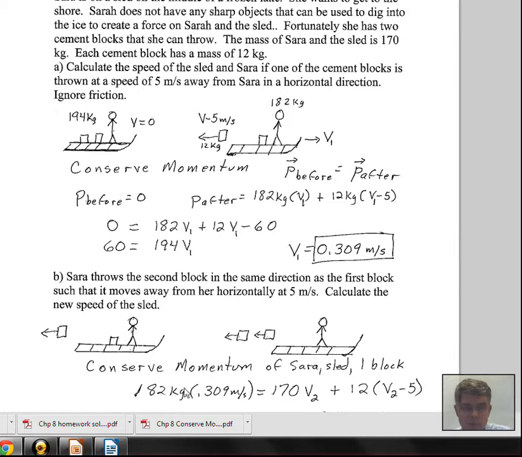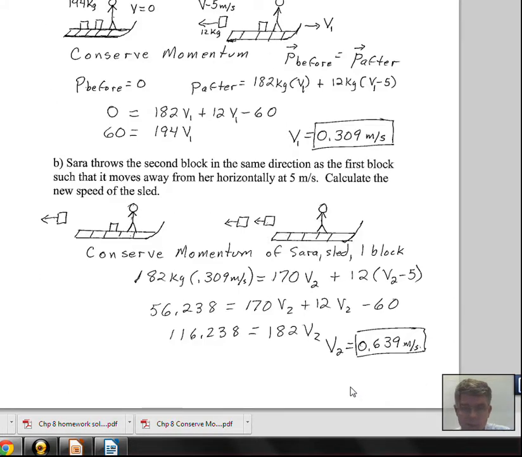The system was 182 kilograms, 170 for the sled and Sarah, 12 kilograms for the concrete block. We knew the speed from part A, 0.309 off to the right. After the event here, we'll have velocity v2, 170 kilograms for the sled and Sarah, and then 12 kilograms, again traveling with respect to Sarah and at 5 meters per second away from Sarah. Again, it's important here that this velocity is with respect to Sarah. So if we do some distribution of the 12, we do a calculation and get a number over here on the left, add 60 to both sides, and divide by 182 now.